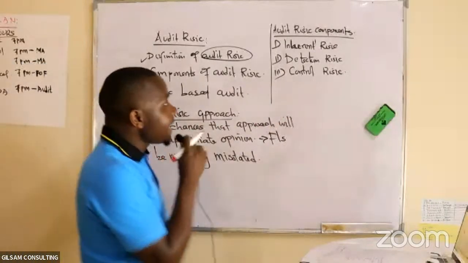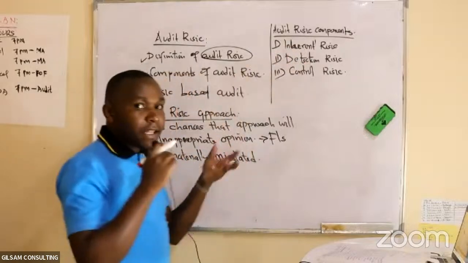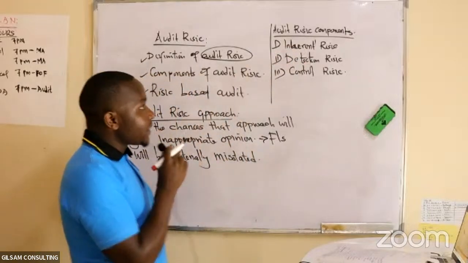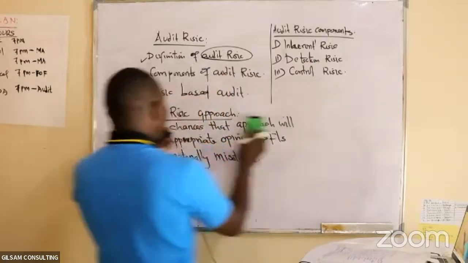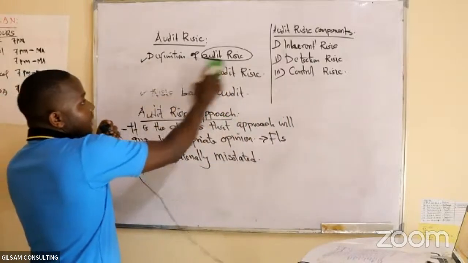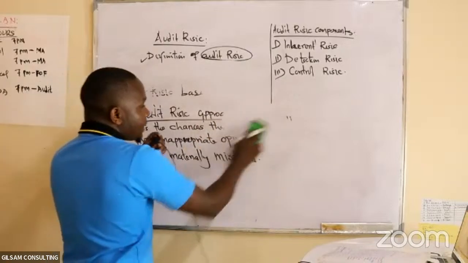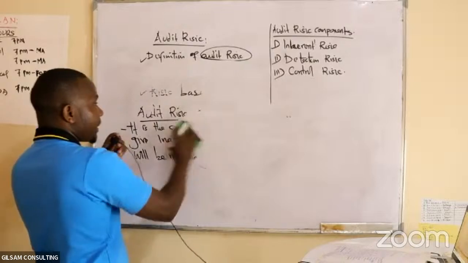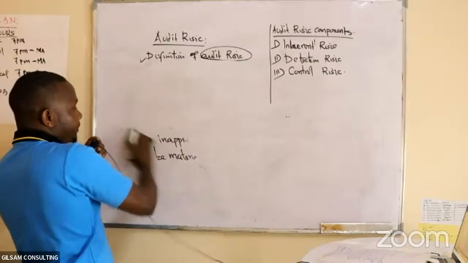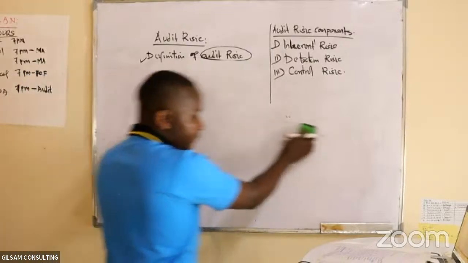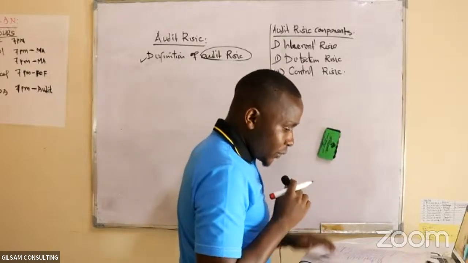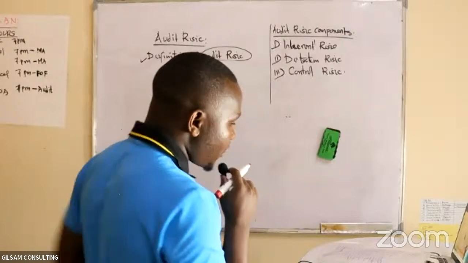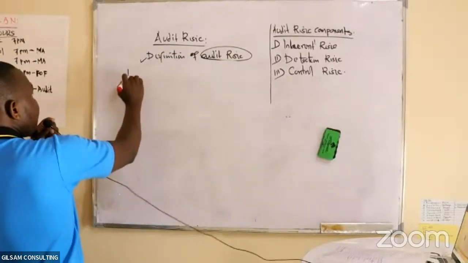So when we say inherent, it is something that emanates or is coming from within. That's what we call the inherent risk. It is the risk which comes within the company. So we can say this is the susceptibility of the account balances. That is for inherent risk.